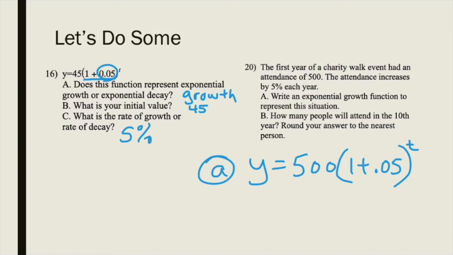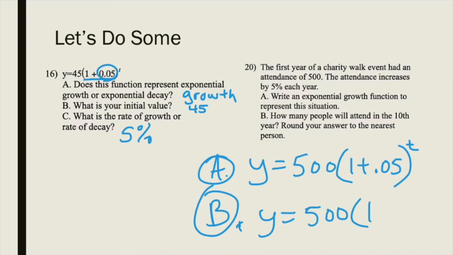At letter B, do you want us to rewrite the equation and then write the answer? No, what I want for letter B is this. In the place of t, put 10. You can even simplify this if you want, 1.05, if you can do that part in your head. I don't need anything else.